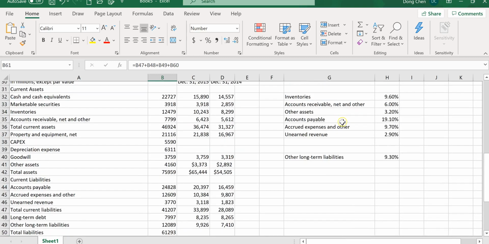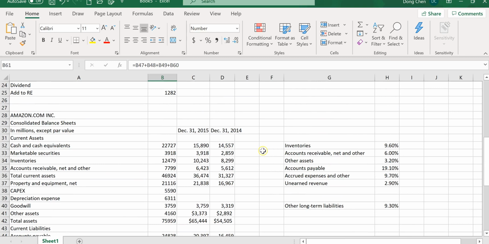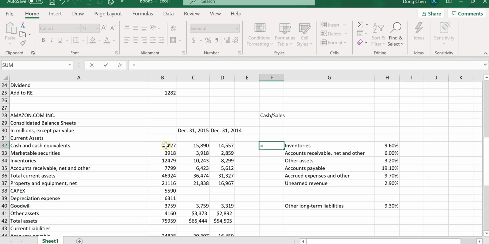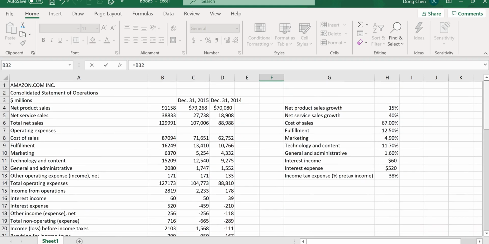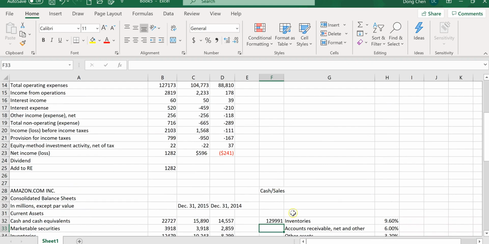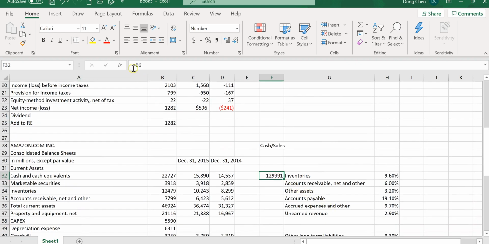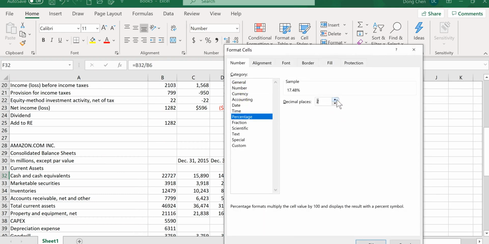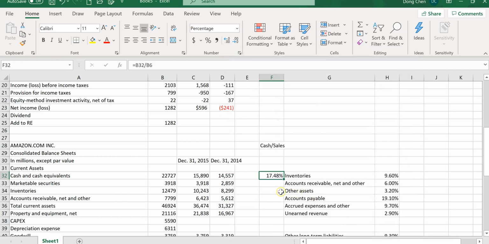So if we do that calculation, the cash balance relative to sales, I'm going to put it here, cash to sales. The forecasted level is this 22,727 divided by the total net sales here. So this is going to equal this one divided by this. I'm going to change the format to percent, and then it's 17.48.